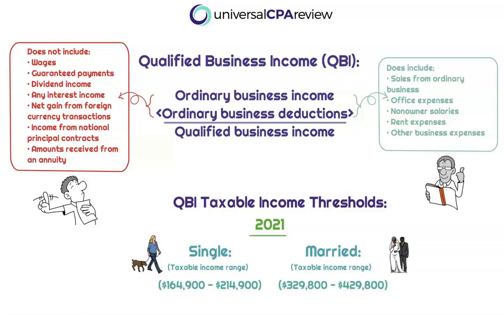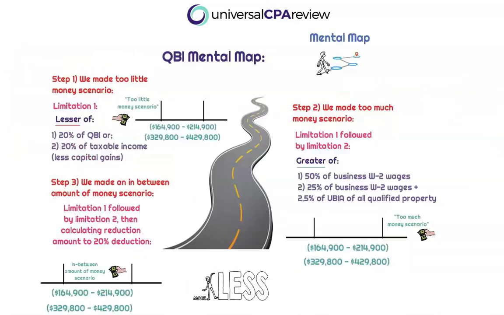Less is more. Alrighty, and at the end of the day, we're going to focus on these thresholds. We're ultimately going to have 3 scenarios, 3 steps, 3 limitations, and 1 ultimate QBI deduction. So once again, let's pull out that mental map. We have 3 big ticket items that we've got to remember in our mental map: our 3 scenarios, our 3 steps, our 3 limitations, and our 1 ultimate QBI deduction.